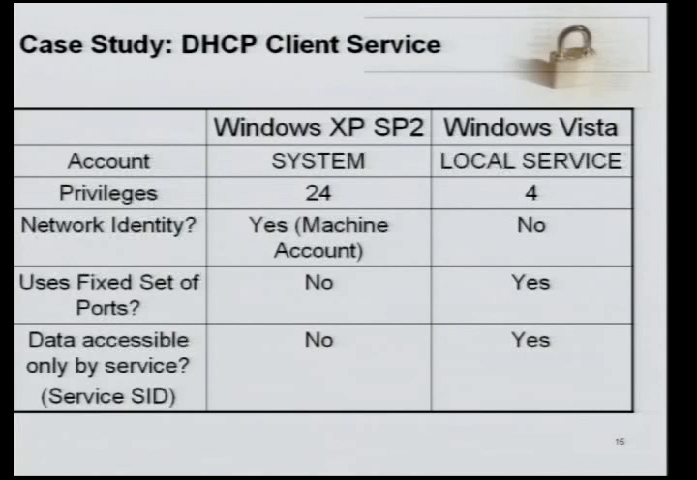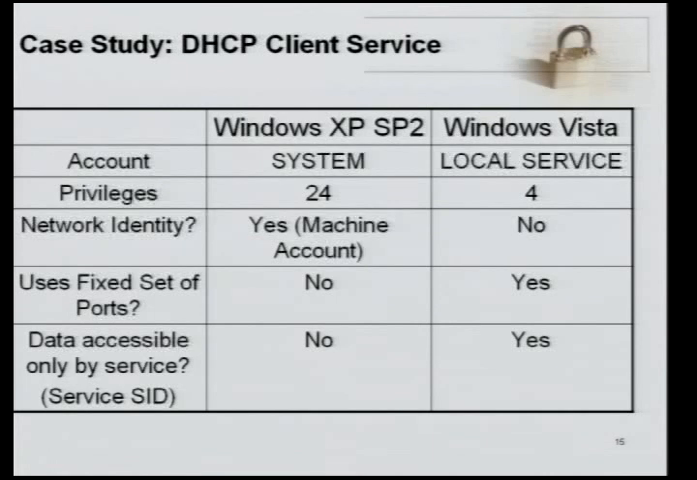And here's an example of the DHCP service in XPSP2, which was quite a big security effort by Microsoft, compared with the DHCP service in Windows Vista. It used to run as local system and now runs as local service. It used to have 24 privileges by default, and now only has 4. It used to have a network identity, and what that means is that service could authenticate on the network as the machine account of that box.